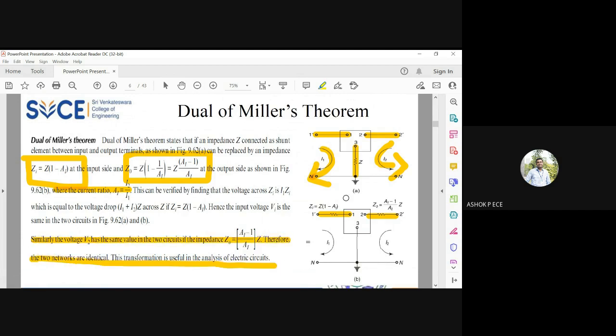Why are we studying this Miller's theorem? Because we will be applying it in our high frequency analysis of the common emitter amplifier circuit. At that time, if I say Miller's theorem, it will not be understood by you. So I am taking Miller's theorem before starting the derivation of the common emitter amplifier high frequency analysis.